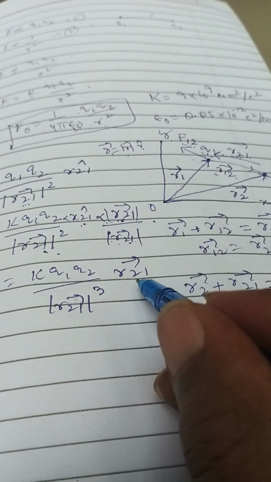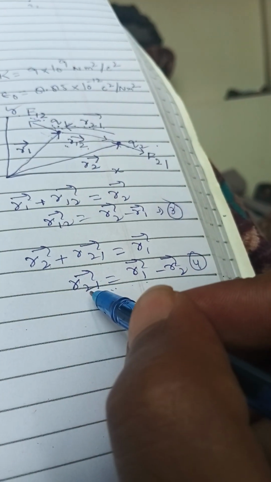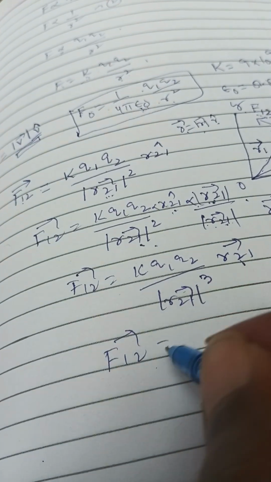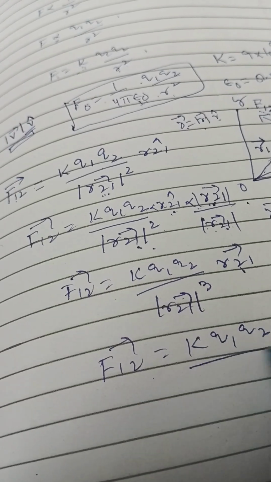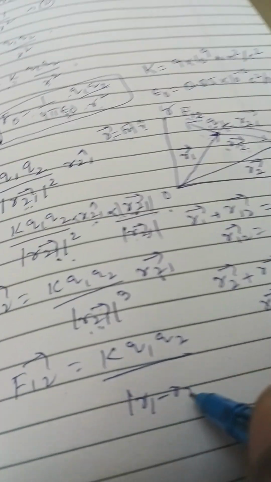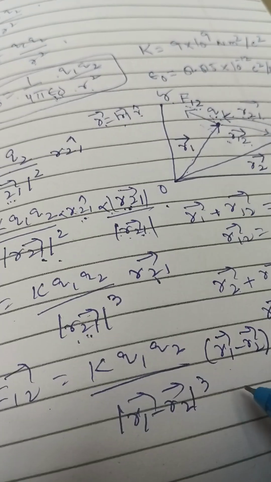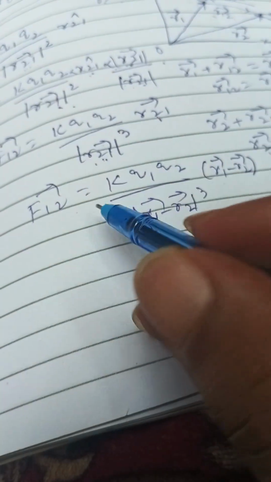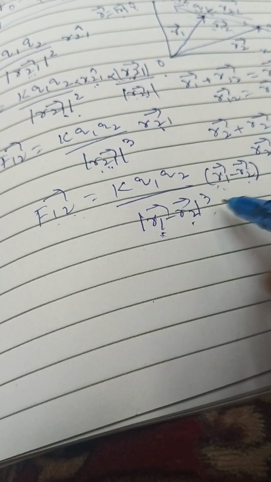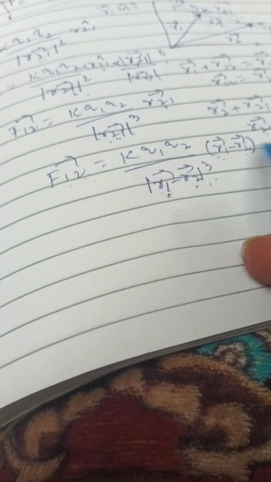Now instead of this R21, we will use what we got from the triangle law: in place of R21 we write R1 minus R2. So force F12 comes as K Q1 Q2 upon mod R1 minus R2 cube, times R1 minus R2. See, at the end they are in the same order, 1 2, 1 2, 1 2. If this is the order, then the result is correct. In this way you can remember it.